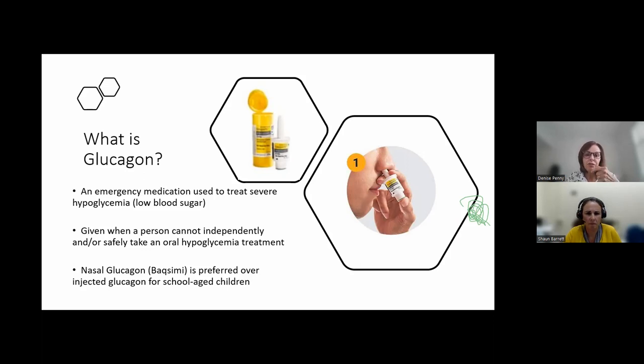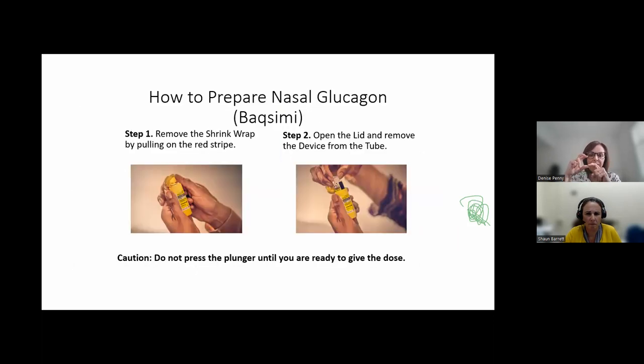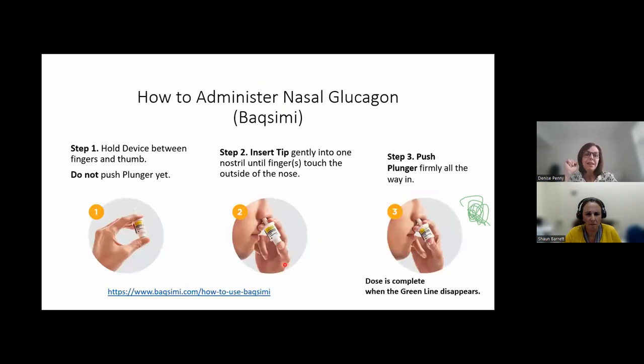It is shrink wrapped and stays in its shrink wrap until ready to use. You'll see that it has the inhaler part, and an area at the bottom with a green line. The first picture shows how to position the fingers so that you know how far to insert it. The second picture shows the thumb pushing that piece in. And in the third, you can see when the plunger and the green line have completely disappeared. The key thing is it is a single dose.